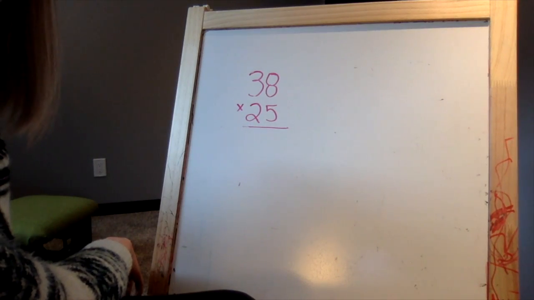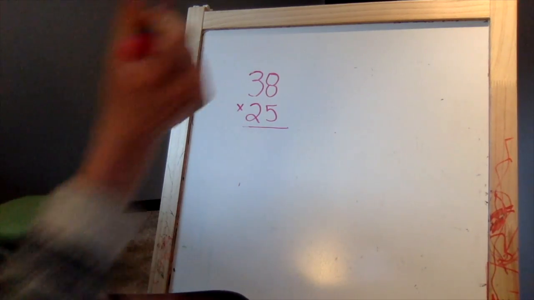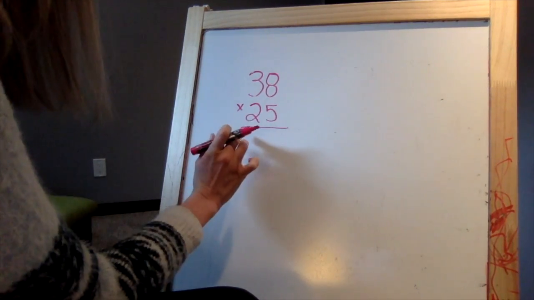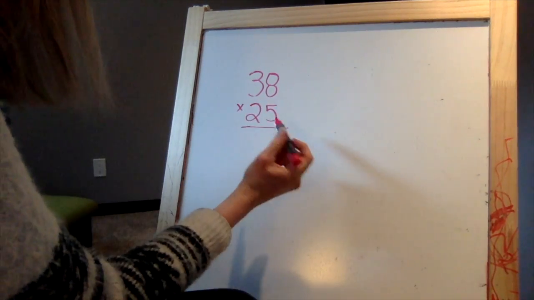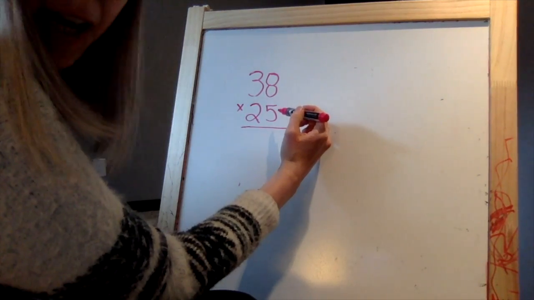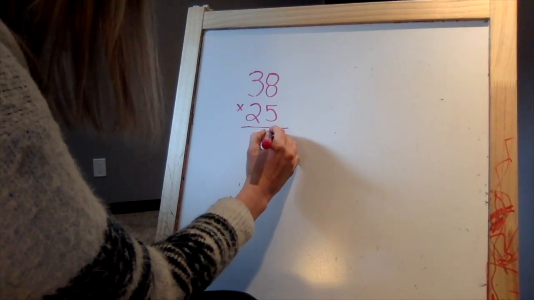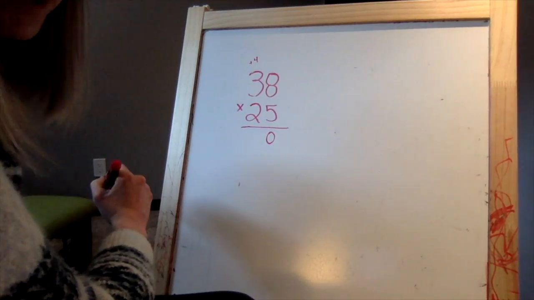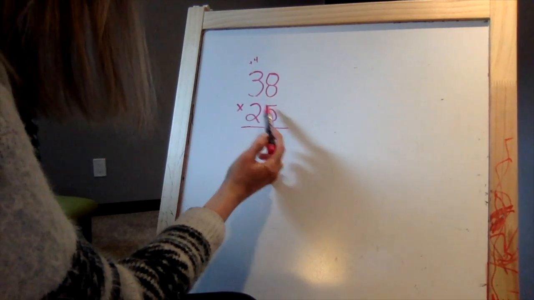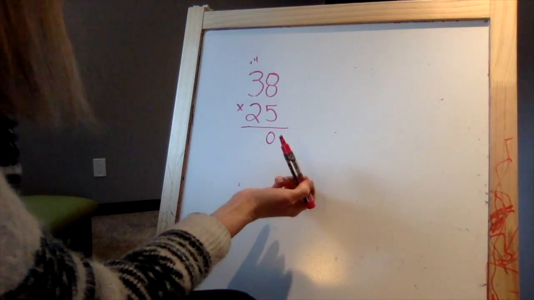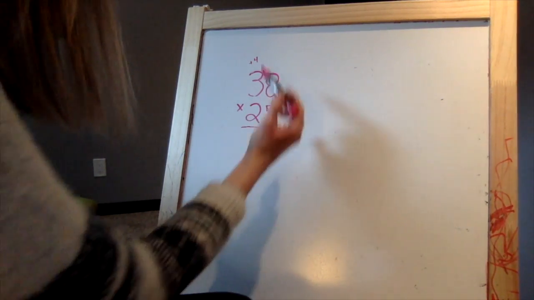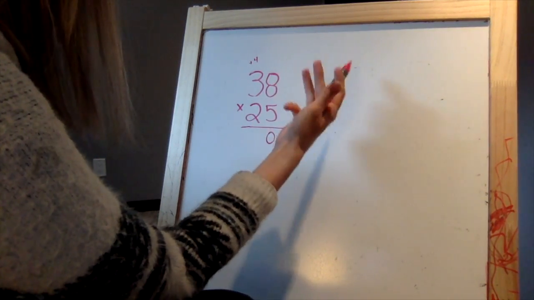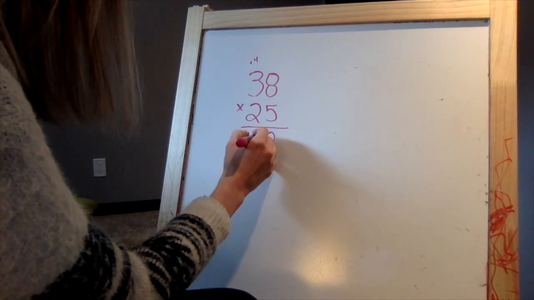So when I'm doing 38 times 25, the easiest way to do it Grandma and Grandpa's way is to think of it as first doing 5 times 38, then doing 20 times 38. So we start with 5 times 38. 5 times 8 is 40. We put the 0 here and we put plus 4 tens up here. Now the next one is 5 times 30. So 5 times 3 is 15. Now we need to count up here. 16, 17, 18, 19. So it's 190.